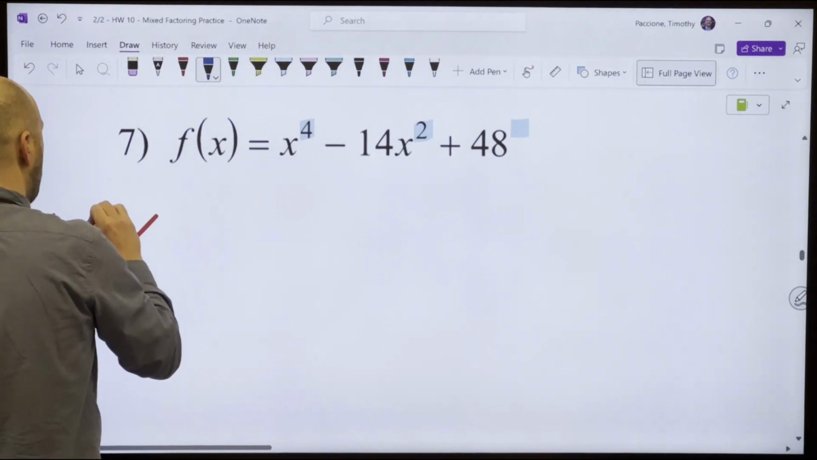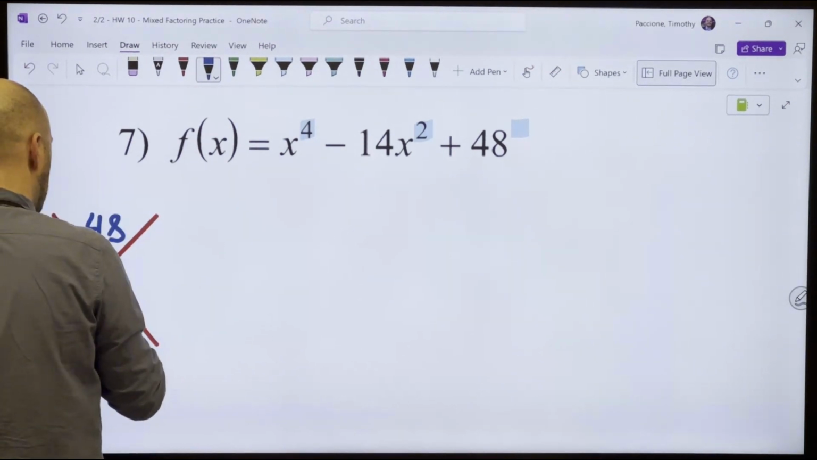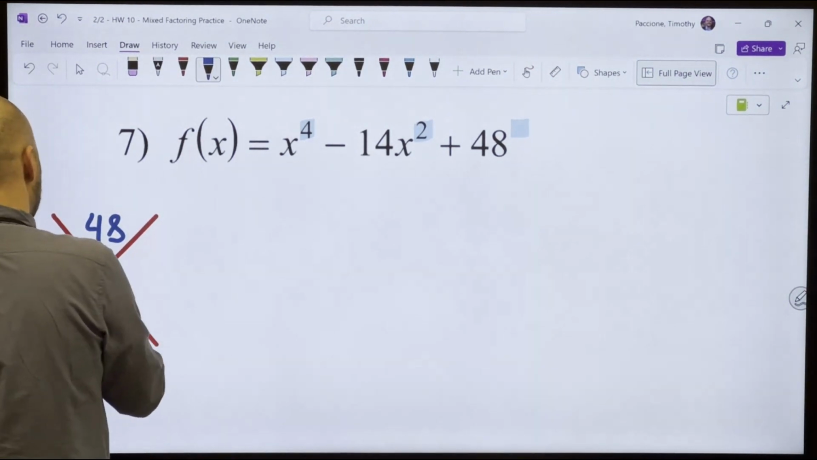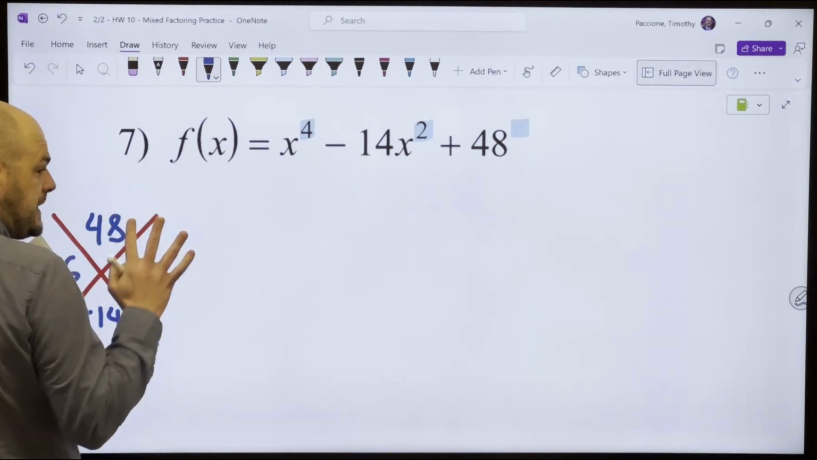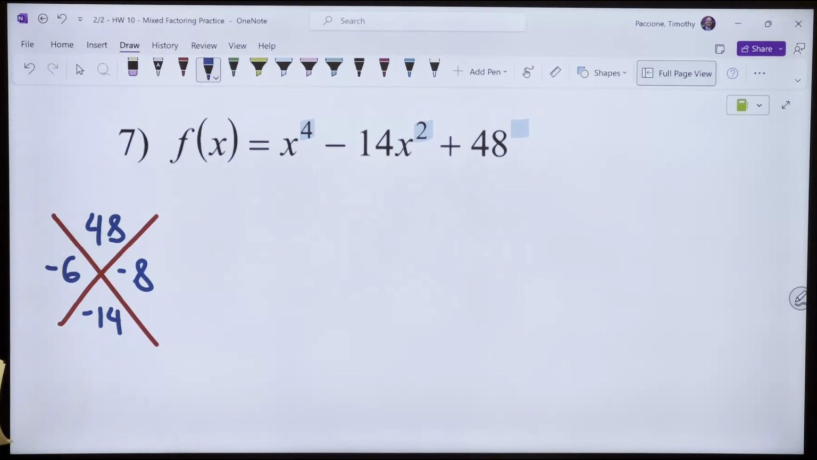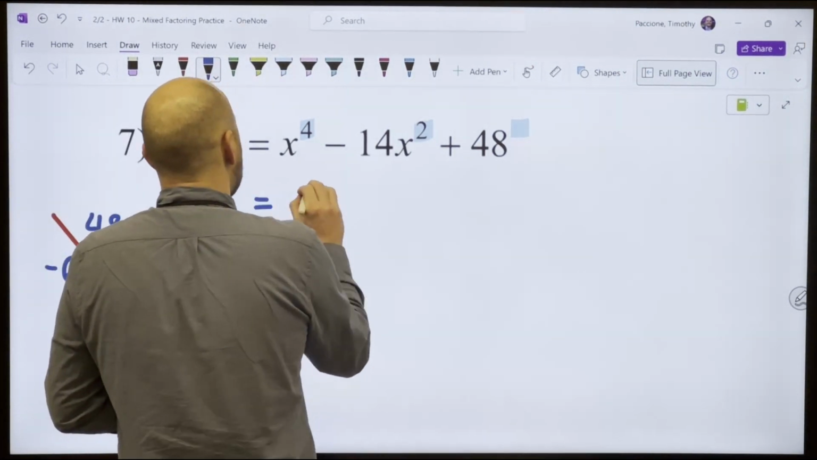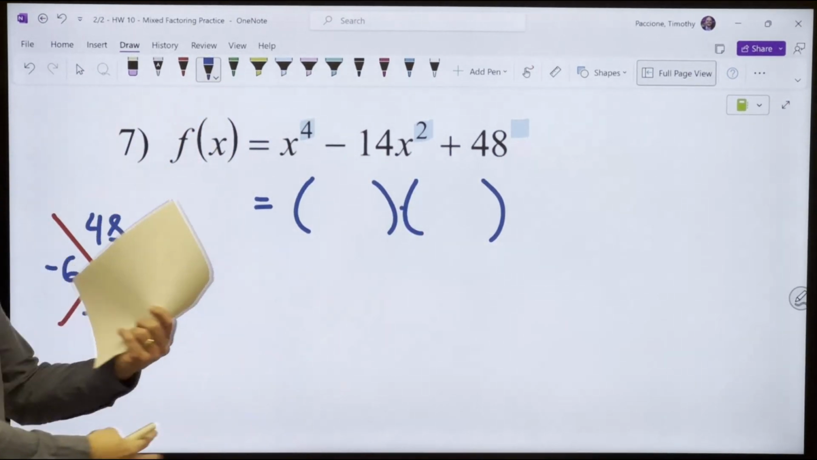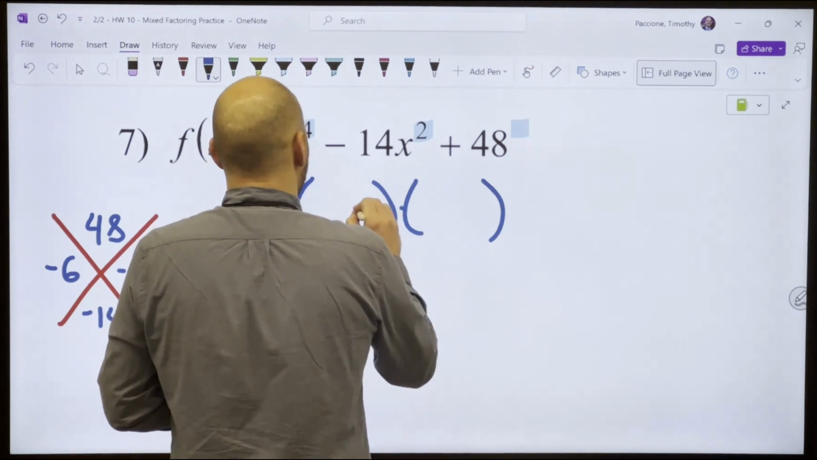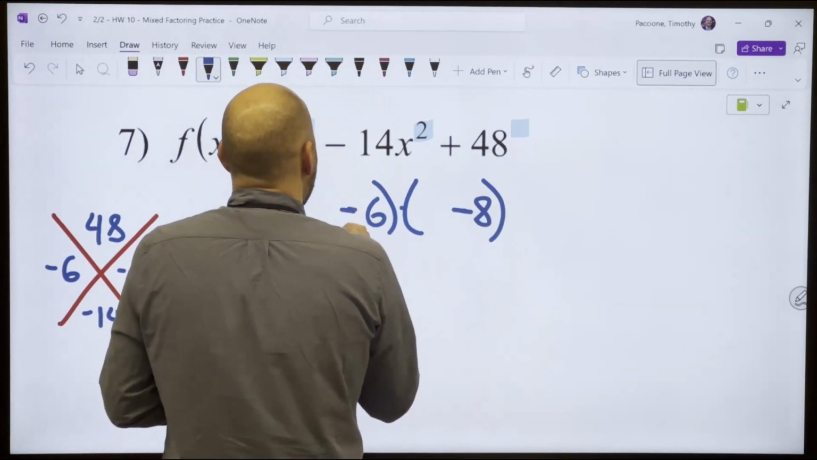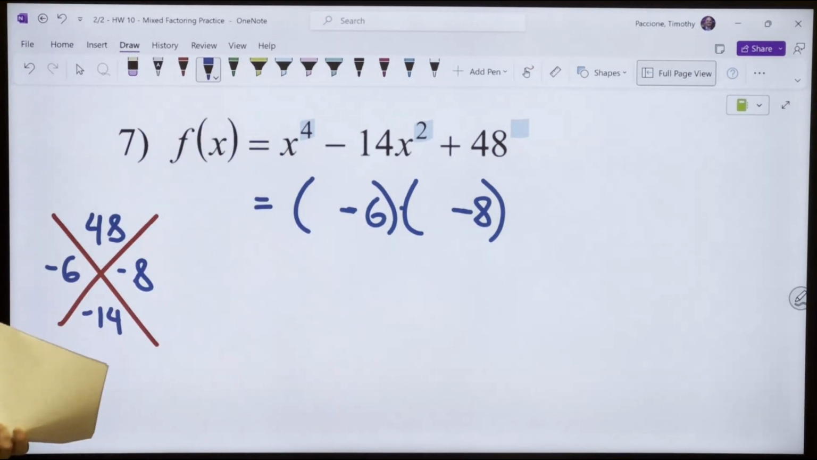So I'd say, okay, 48 and negative 14. Two numbers that multiply to give me 48, add to give me negative 14. Negative 6 and negative 8. Now, remember, anytime we're factoring, we're just breaking down a big thing into the multiplication of smaller things. So I'm not solving, I'm just factoring, and this is the multiplication of something, right? Parentheses. I throw in these numbers, negative 6 and negative 8, and what goes out front, I have to get right.